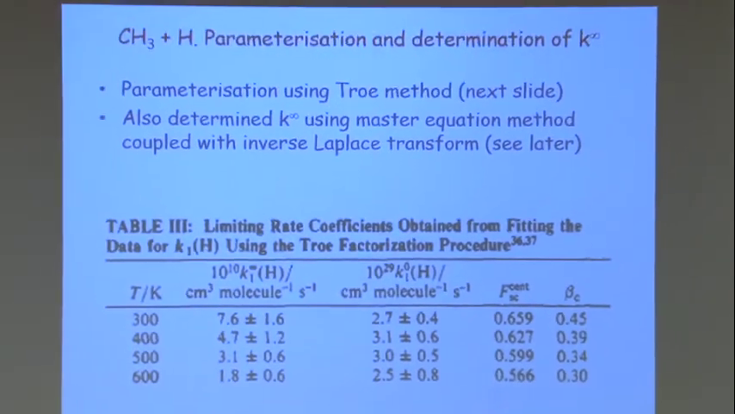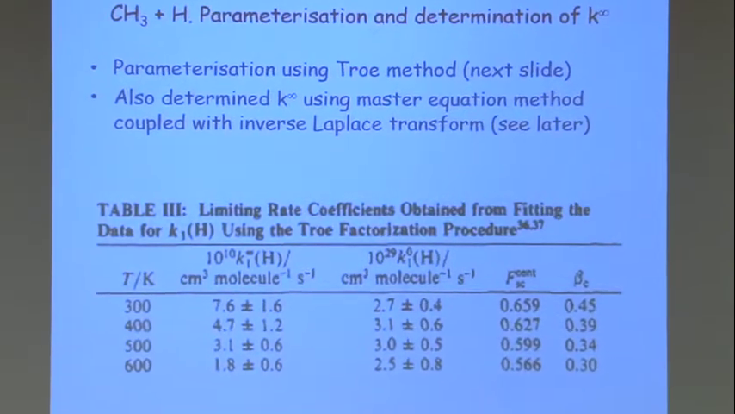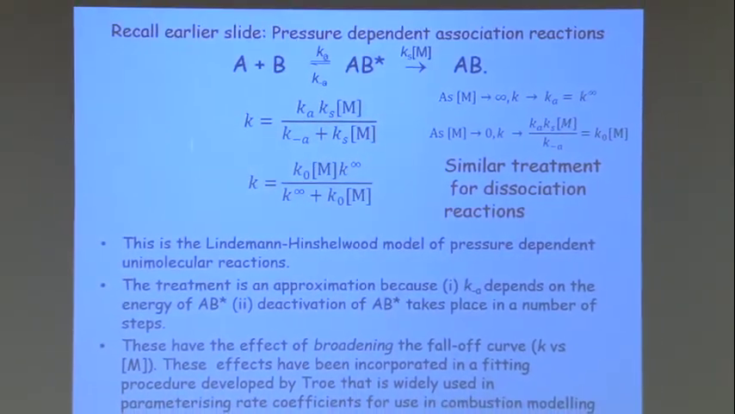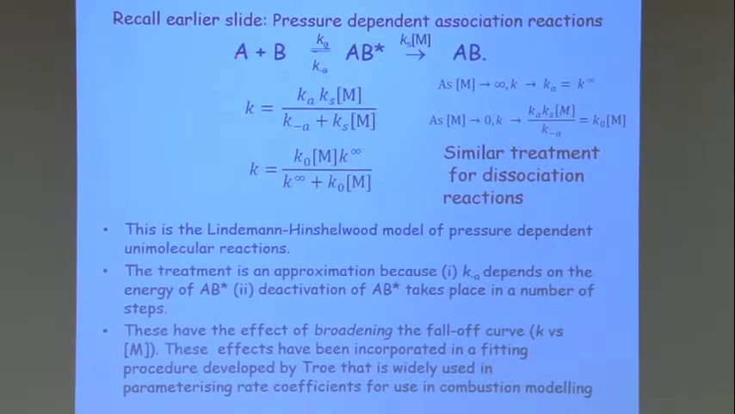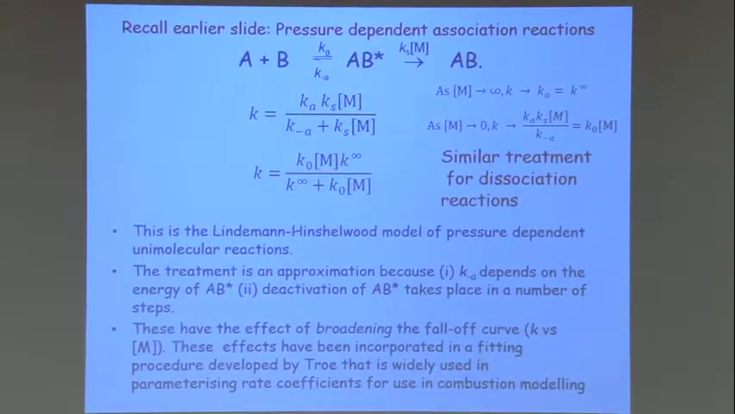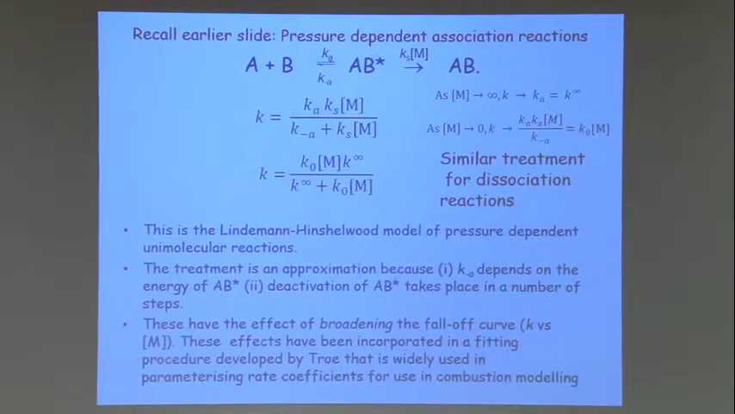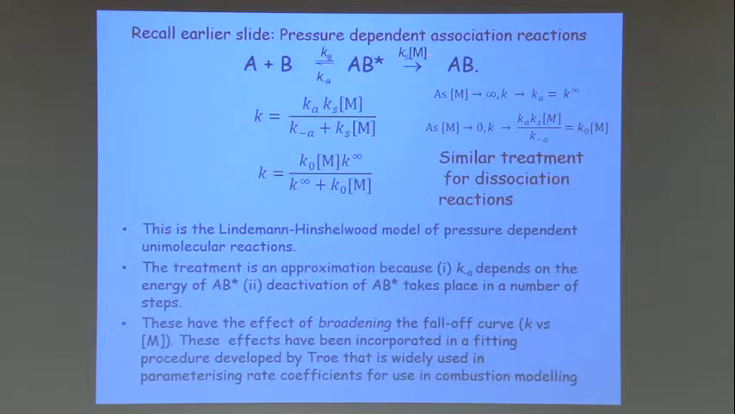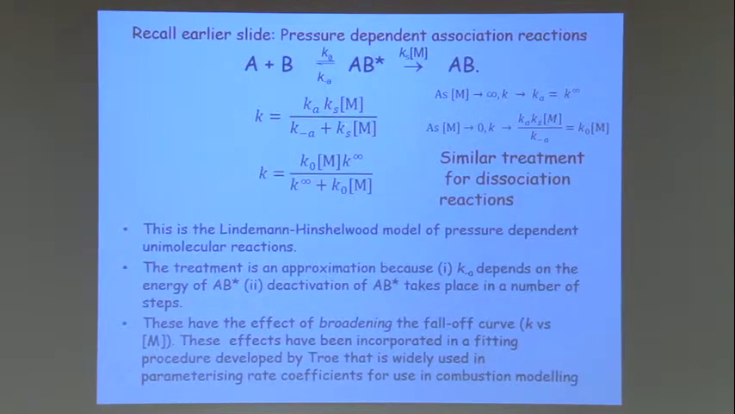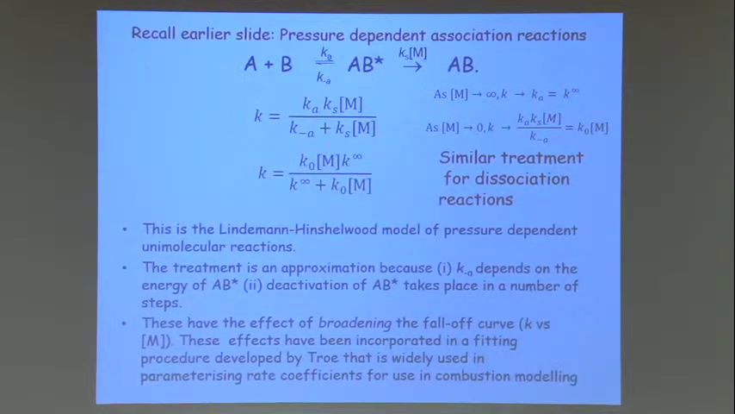Now, let's talk a little bit about this analysis to get these high and low pressure limits. You recall an earlier slide we had where A plus B reacts to form AB star, which then goes on to be stabilized to form AB. So this is CH3 plus H forming CH4 star, stabilized to form CH4. And we showed that we finish up with this expression down here, with a high pressure limit and a low pressure limit.